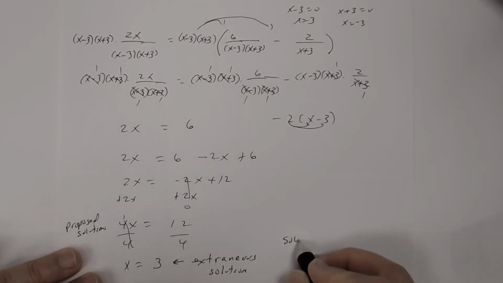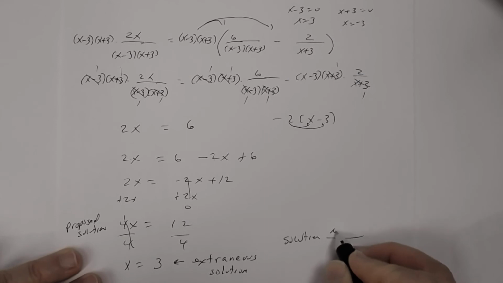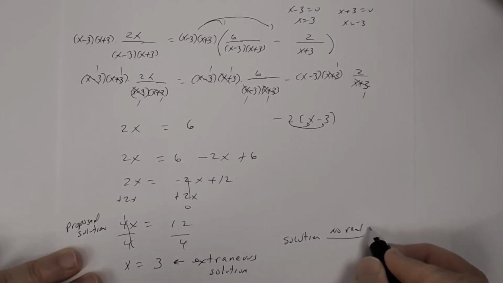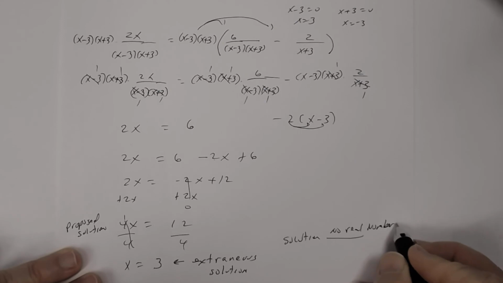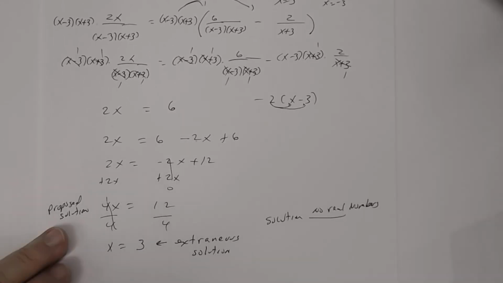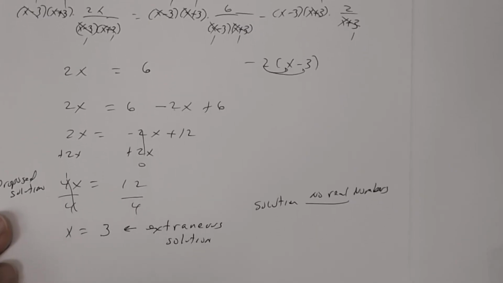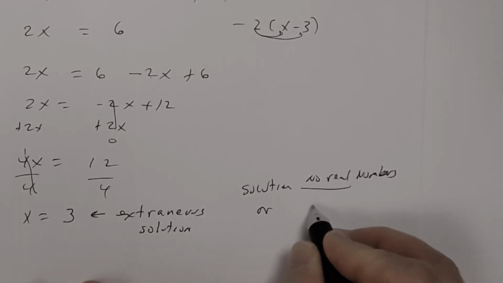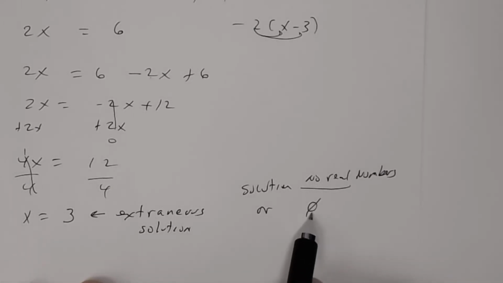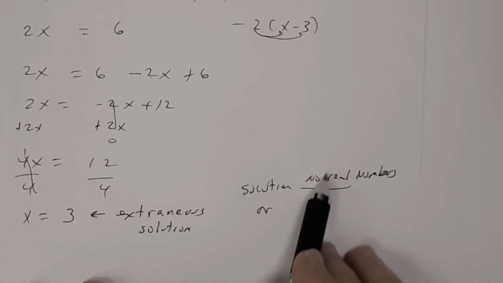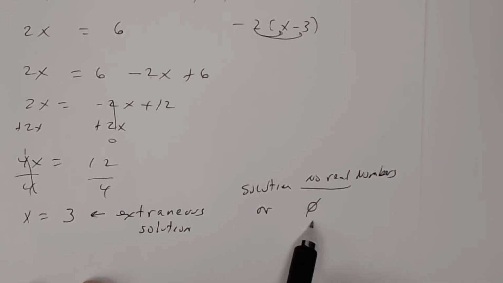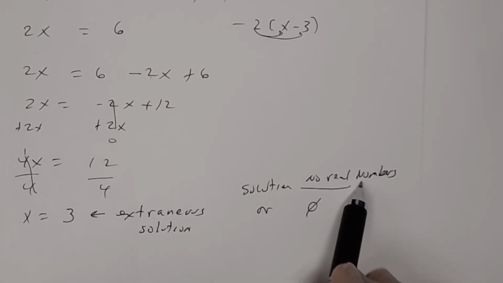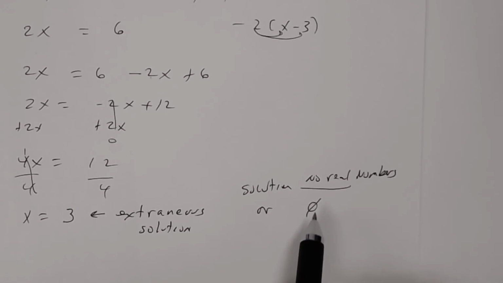So for our solution, you're going to say no real numbers. Another way you can say it is, some textbooks will use the empty set. So it's the empty set, meaning the same thing as no real numbers. But know both, because if it's multiple choice, it may have no real numbers as your solution, or it may have the empty set. So know both ways.